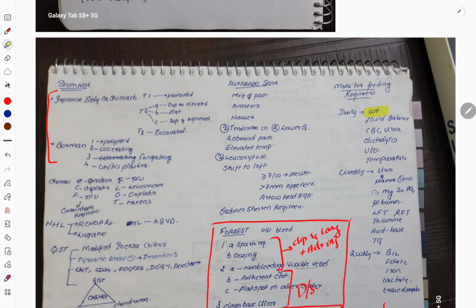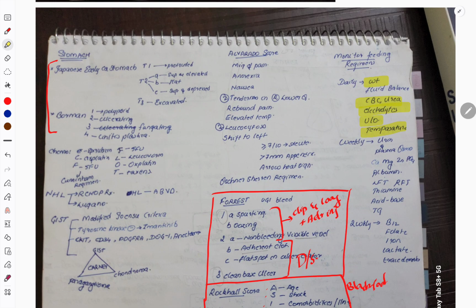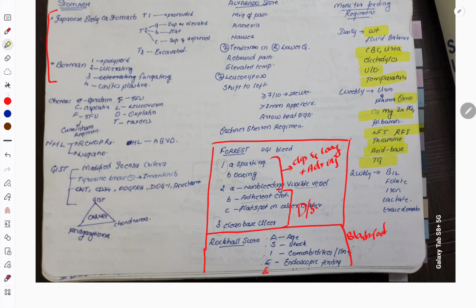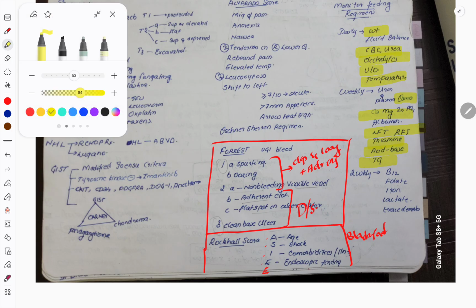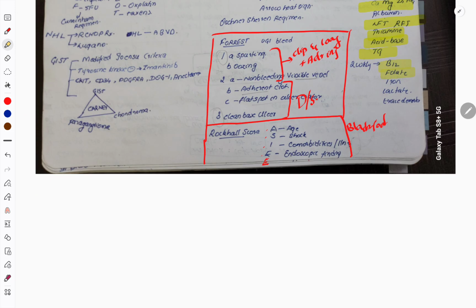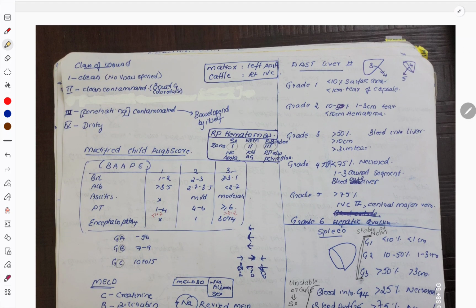Weight should be checked every day. CBC and electrolytes should be checked every day, along with urine output and temperature. Now, weekly: calcium, magnesium, zinc, phosphate, osmolality, LFT, RFT, albumin, thiamine, acid base, triglycerides. Two weekly is something that I want you to remember. Only two weekly will you check B12 and folic acid. Then all the iron, lactate, and trace elements. So that's all about stomach.